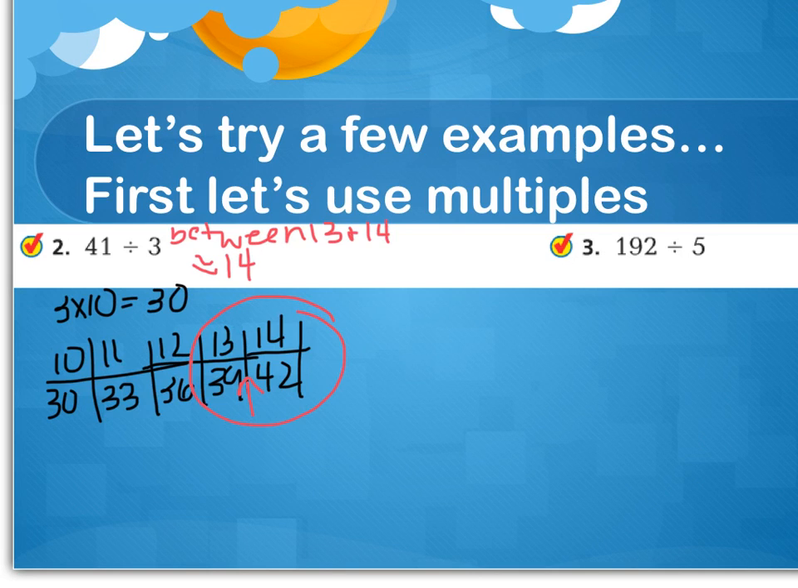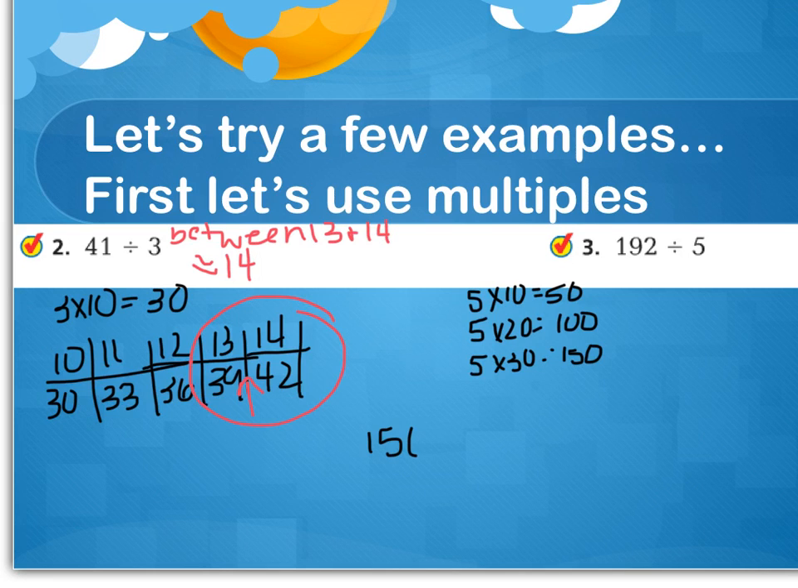Let's try it now for 192 divided by 5. Just like I didn't want to count by 3 all the way to 41, I certainly don't want to count by 5s all the way to 192. I know 5 times 10 is 50. I know 5 times 20 is 100. 5 times 30 is 150. And 5 times 40 is going to be higher than 192. It'll be 200.